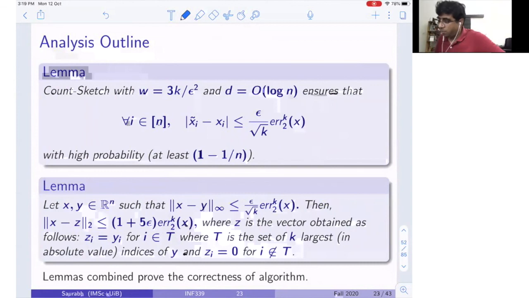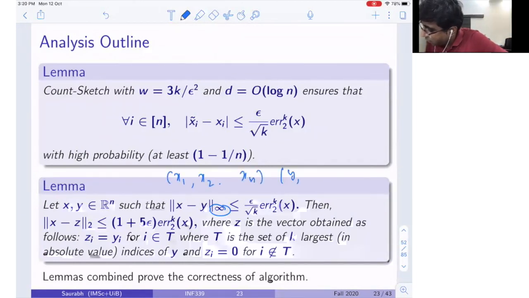Now, what do I know about this? So this is the second lemma which we'll prove: if you're given two vectors x and y in Rn such that the infinity norm of x minus y is at most this. Do you know what is the meaning of infinity norm? It just means that you're given, say, x1, x2, xn and y1, y2, yn, then coordinate-wise, xi minus yi is less than this. This is what it means, right? So this is the guarantee which is given by count sketch.